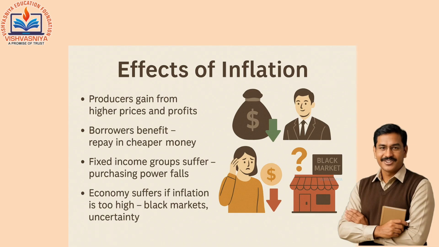Inflation affects different groups differently. Producers often benefit because they can sell at higher prices. Borrowers also gain since they repay loans in cheaper money. Fixed income groups like salaried people and pensioners suffer because their purchasing power falls. On the economy, moderate inflation encourages production, but high inflation leads to uncertainty, black markets, and loss of savings.